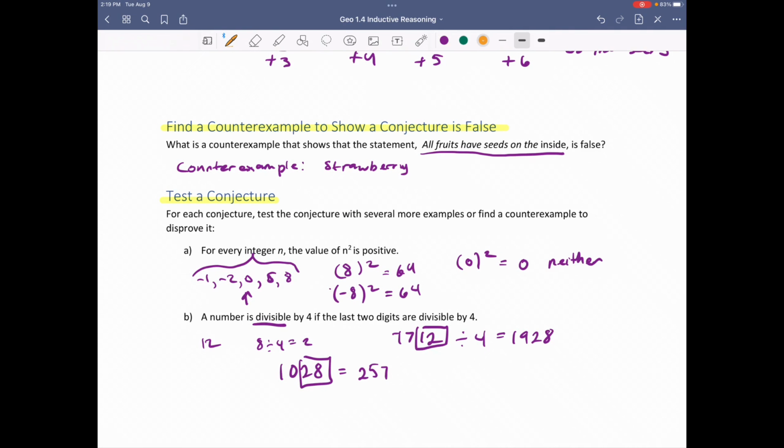Okay, and now we will just go back to these problems, and we will say that for this statement, part A is false. And for part B, this statement is true.